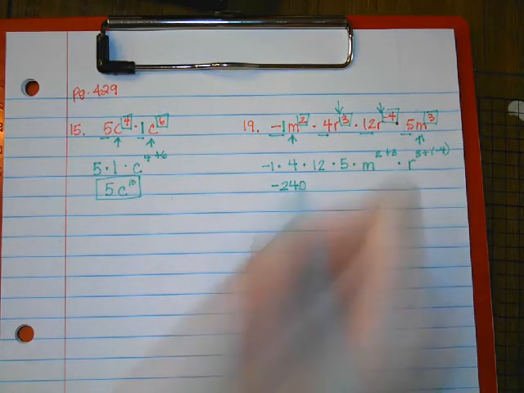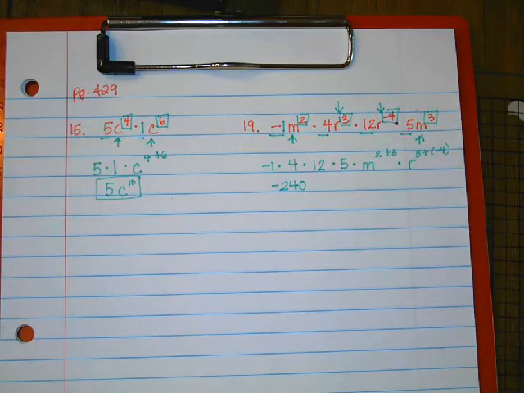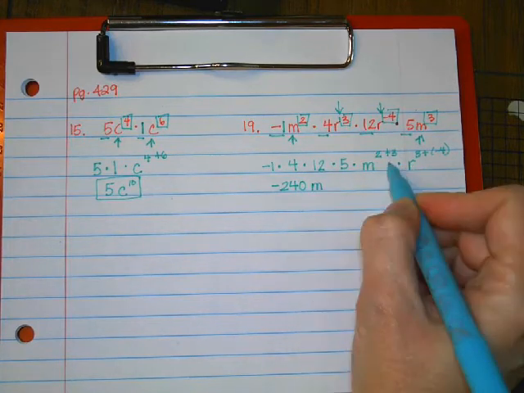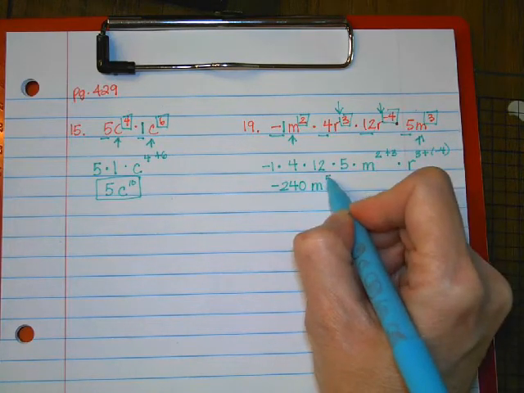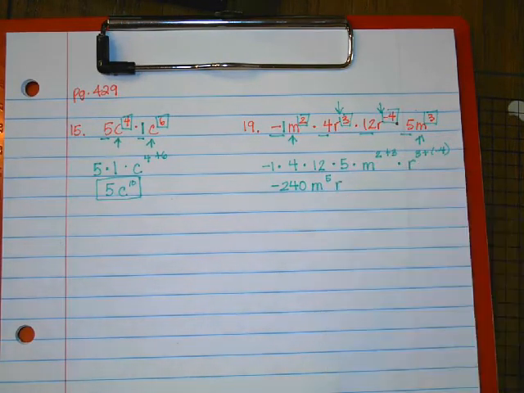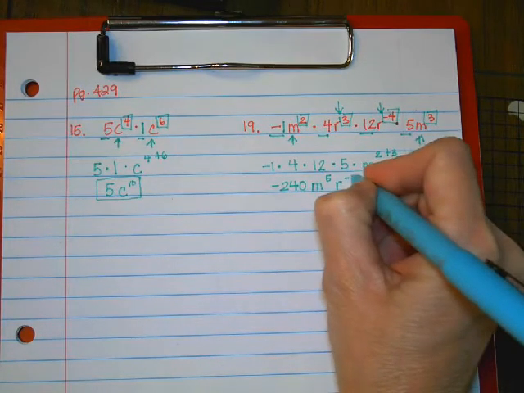Beautiful job. I love it. All right, so now what we're going to do is go ahead and bring down our first variable, which is m, and add those exponents. 2 plus 3 make 5. We'll bring down our second variable, which is r, and we'll add 3 plus negative 4, which makes negative 1.